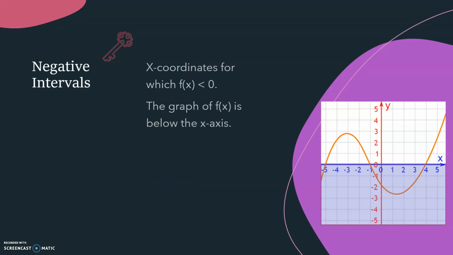Negative intervals are going to be when the graph is below the x-axis. So it looks like it crosses to above the x-axis at negative 5, but before that, it is below the x-axis. That's interval notation. And then between negative 1 and 4, it's below the x-axis again. Just want to point out that I'm not going to include negative 1 because the function is 0 at that point. It is not negative, it is 0.